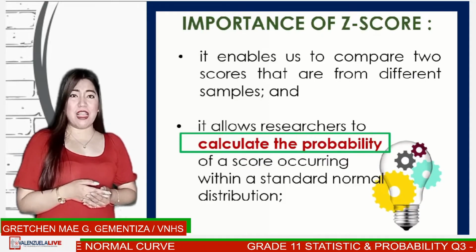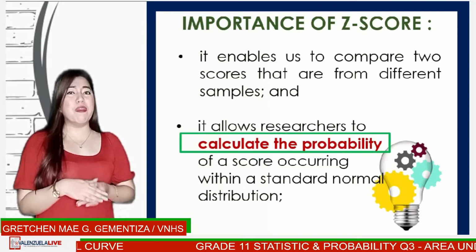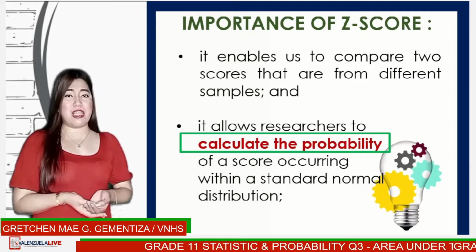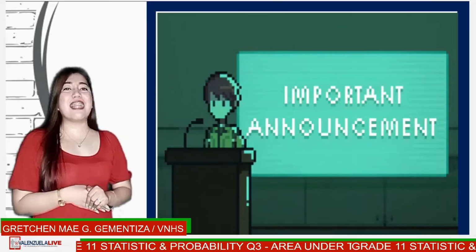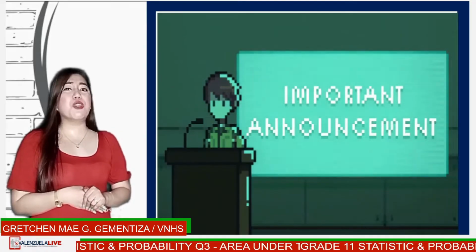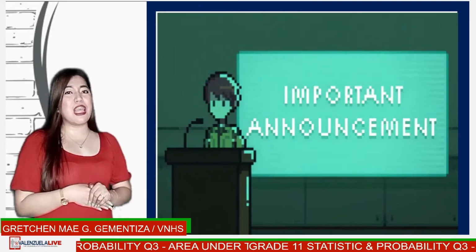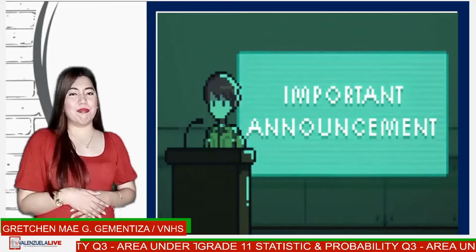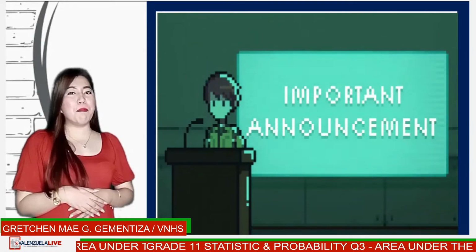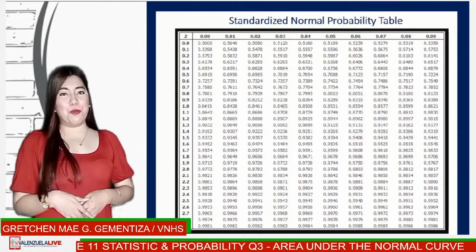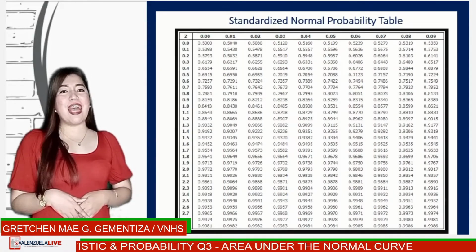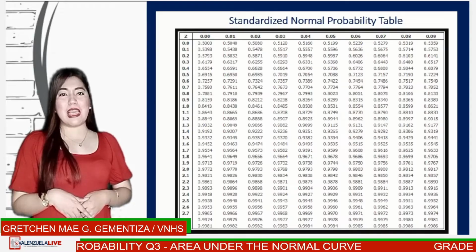Does it mean we will solve and prove the probability of a z-score? Good news! We shall not use the formulas to calculate the probabilities under the normal curve. They are already available for our use. Here is the table I am referring to: the standardized normal probability table.